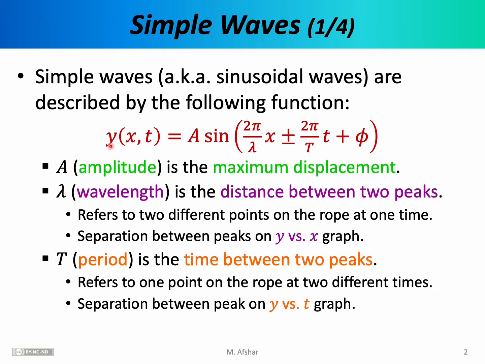When we create a graph of y versus t, on that graph, the distance between two peaks will be referred to as the period. The period is the amount of time it takes for one atom or molecule of the rope to complete a cycle of its oscillation.